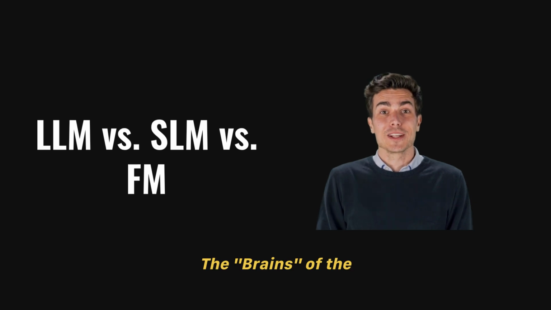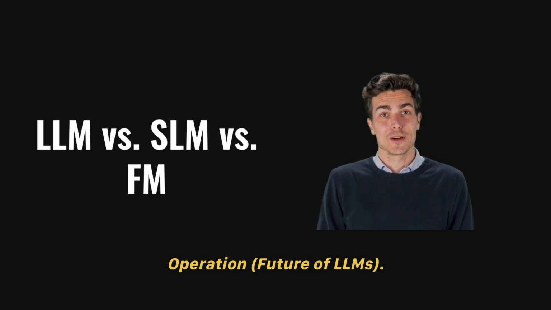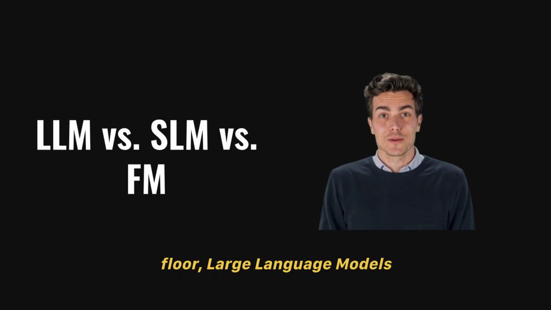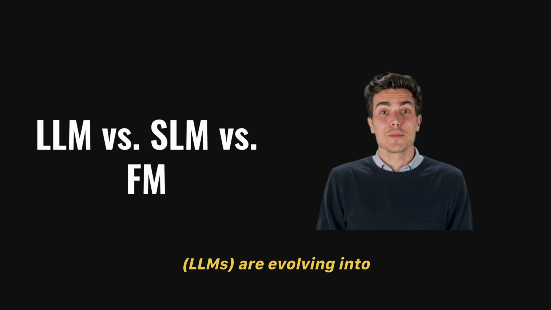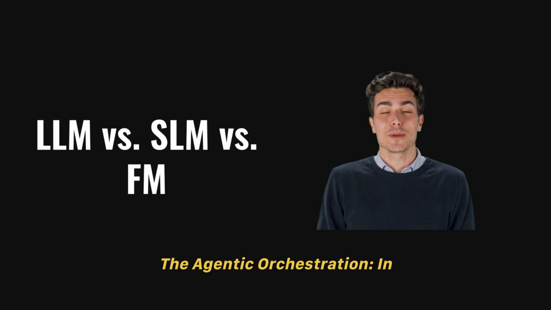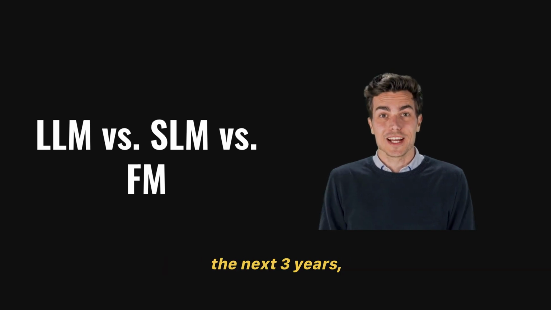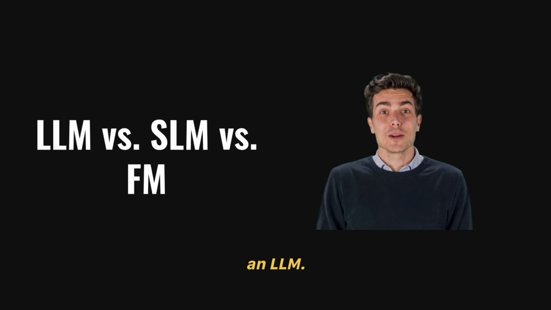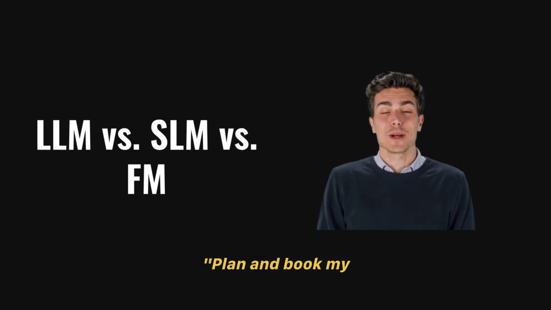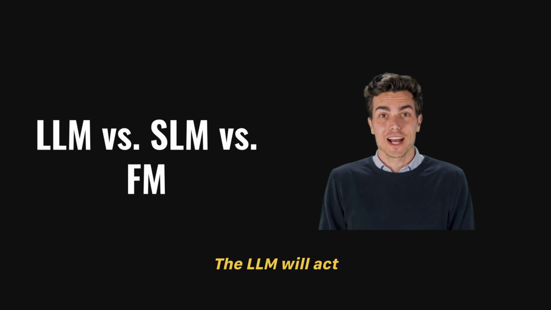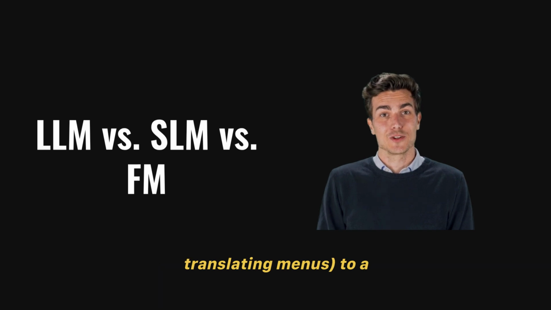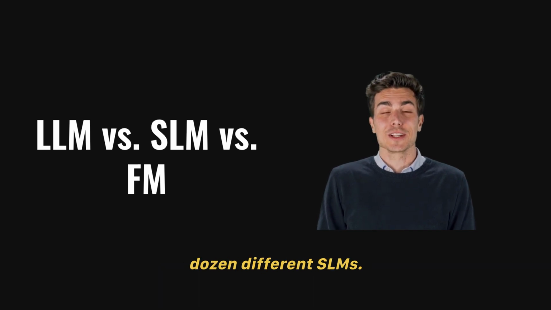The brains of the operation, future of LLMs. If SLMs are the specialists on the factory floor, large language models, LLMs, are evolving into the CEOs or orchestrators. The agentic orchestration. In the next 3 years, you won't chat with an LLM. You will give an LLM a goal, e.g., plan and book my 10-day trip to Japan. The LLM will act as a router, delegating small tasks, checking flights, translating menus, to a dozen different SLMs.